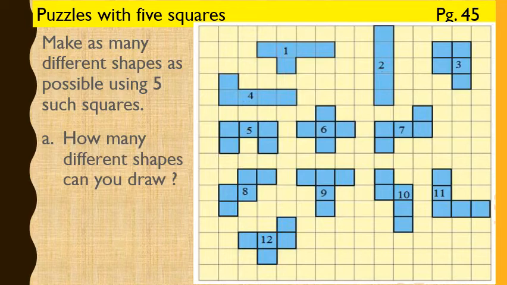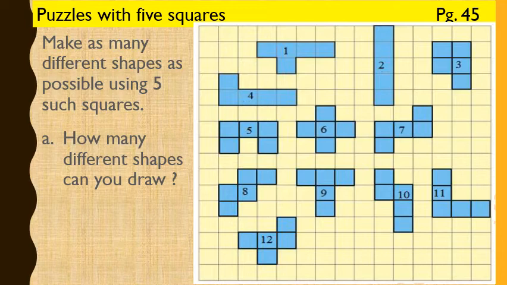Puzzles with 5 squares. Make as many different shapes as possible using 5 squares only. For example, 3 different shapes are drawn for you in the textbook, consisting of 5 squares only. Like this, make different shapes on the grid paper given to you in the textbook.